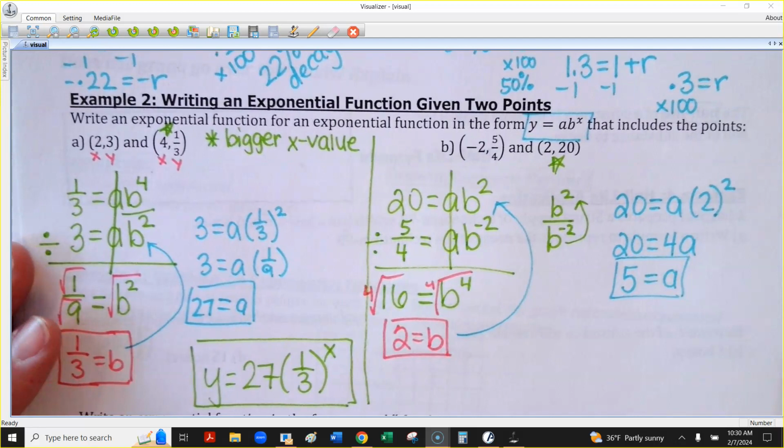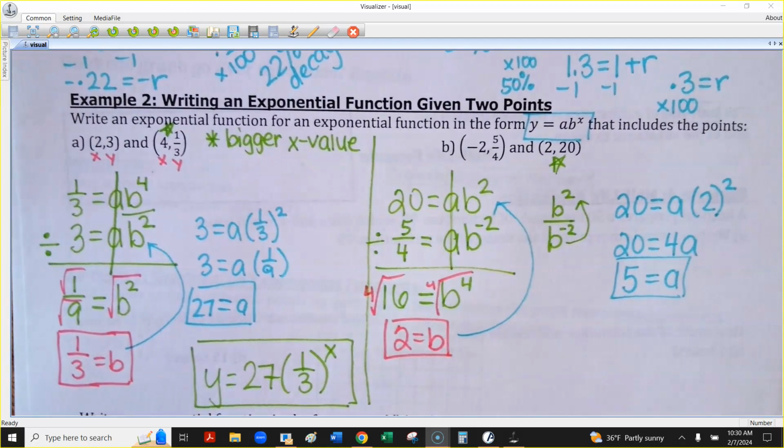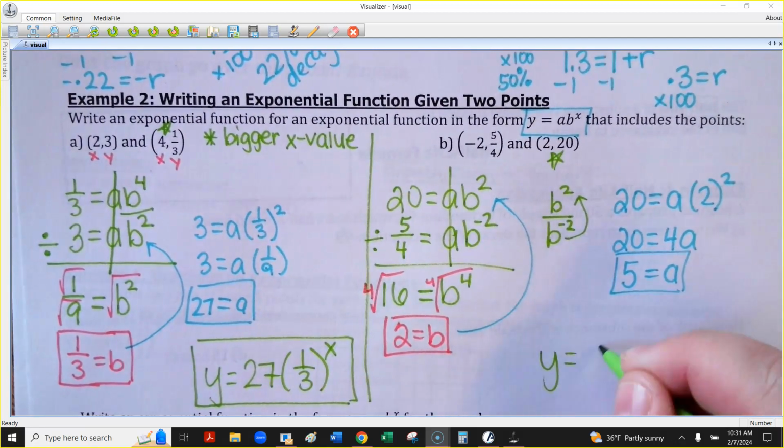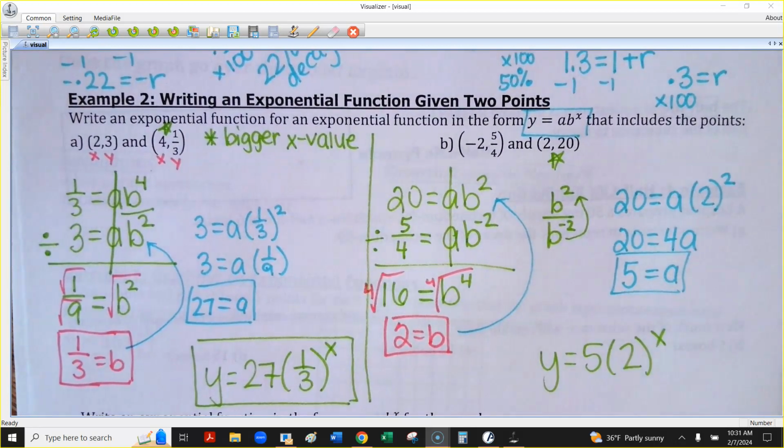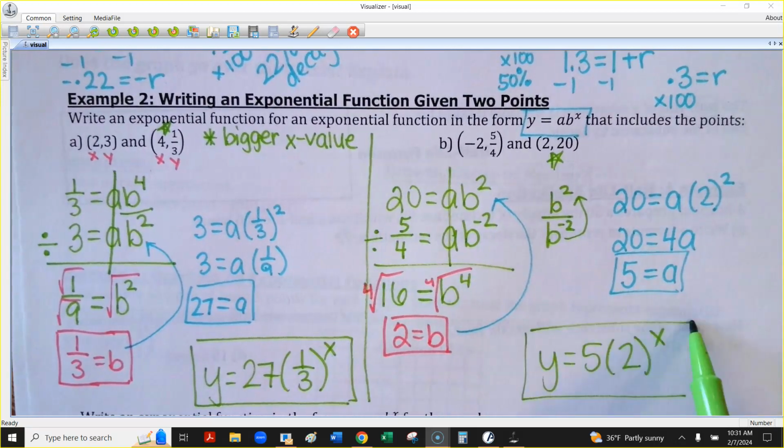And then we're just going to write our answer. So it'd be y equals 5 times 2 to the x. And again, don't multiply the 5 and the 2. Only the 2 is going to be taken to the power, and then we'll multiply by 5 after the fact. Okay, is anybody having a question?